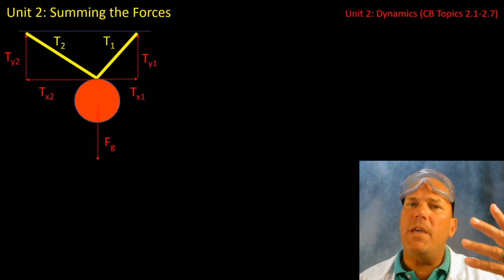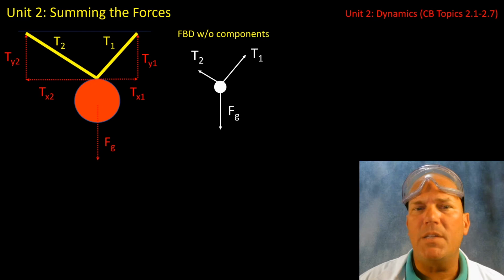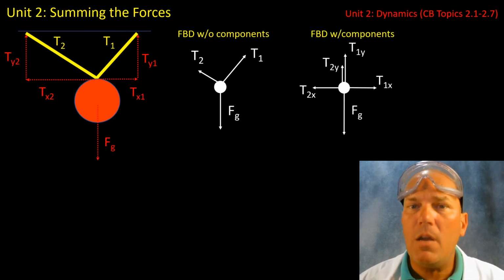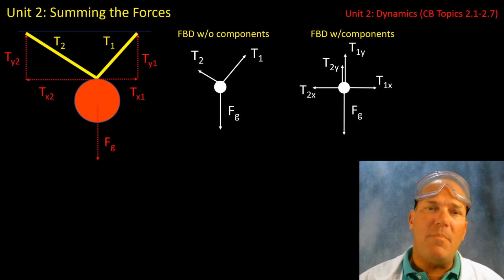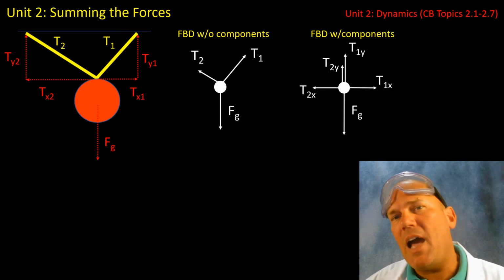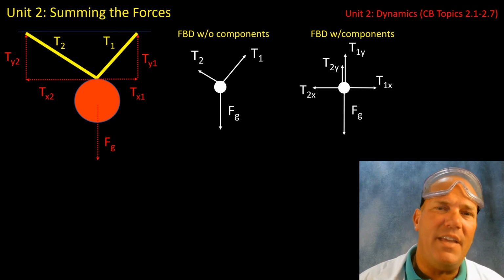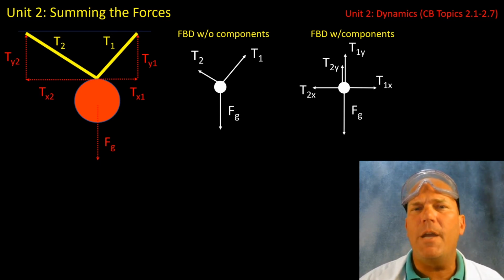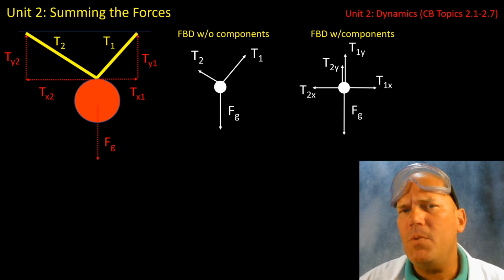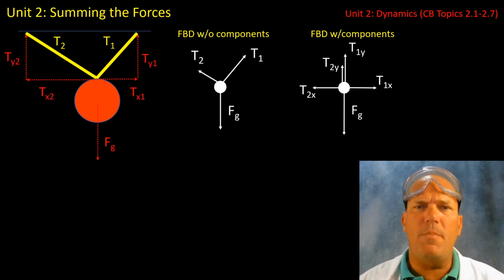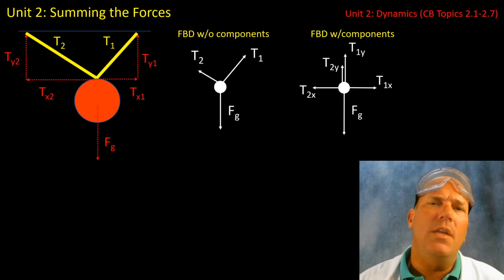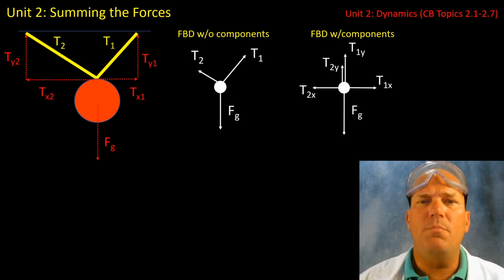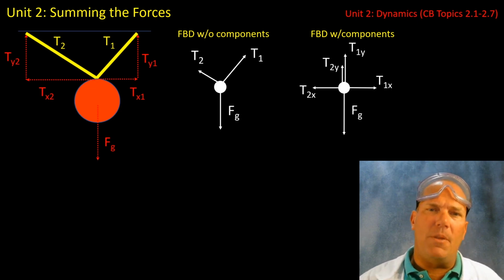So this is an example of a free body diagram in which the forces have been resolved into their components. So we have a free body diagram in which there are no components and one in which there are components. The reason I'm making a big deal out of this is on assessments, quizzes, exams, you may be explicitly told to do a free body diagram without components, in which case you would draw a free body diagram as you see the one on the left. However, many times you will need to do both to solve a problem.